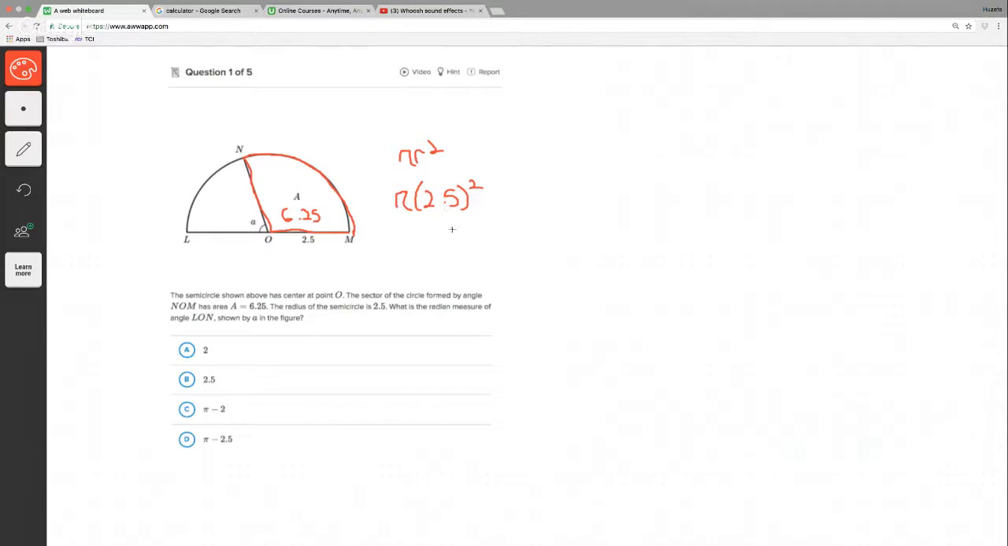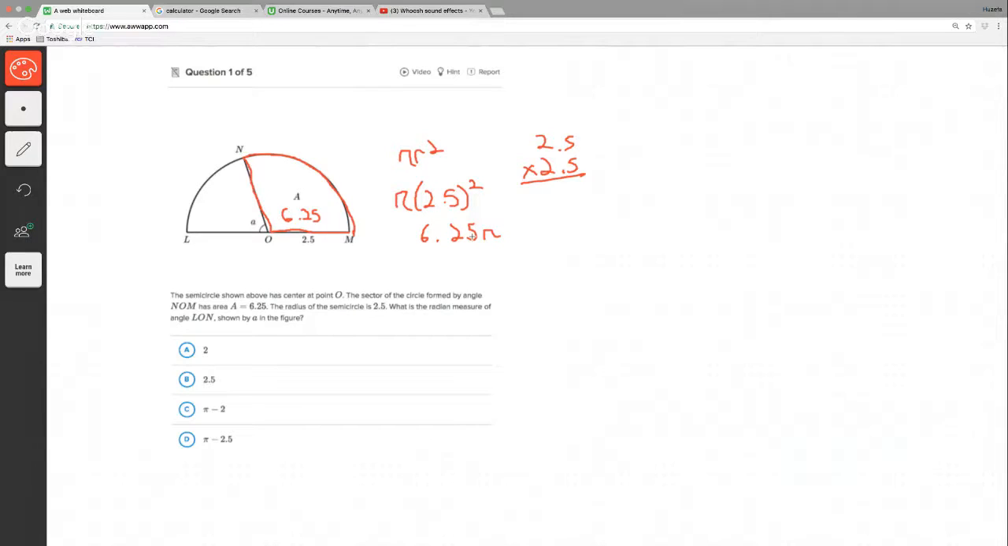It is a non-calculator section, so I can't even use one. You could write this out if you didn't want to do it mentally. I just know 25 times 25 is 625. So 6.25 pi is the area of the whole circle. We're trying to find this measure, angle LON. There are a few different steps involved here.